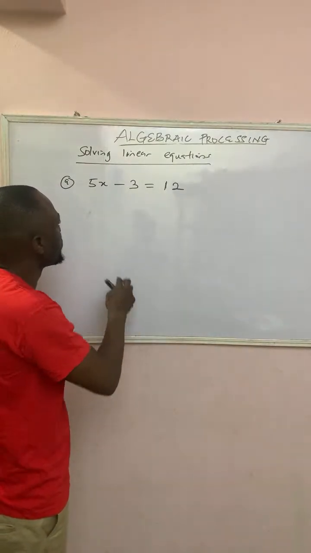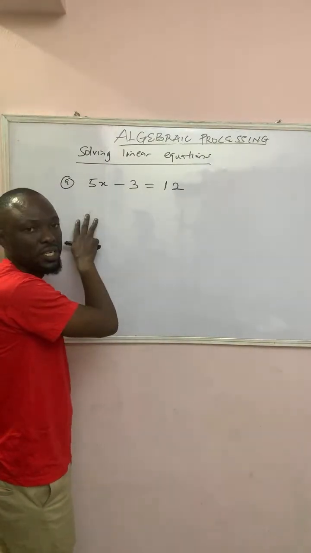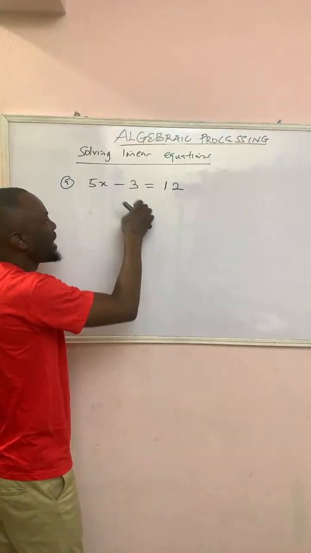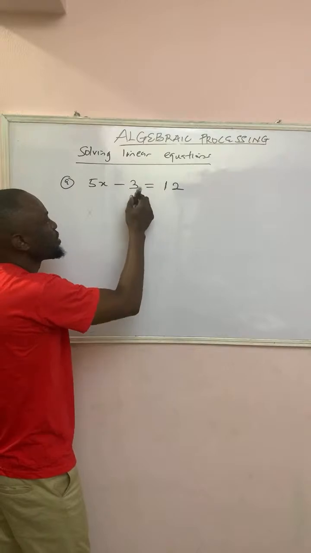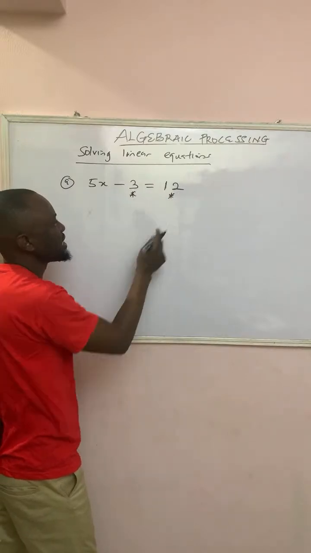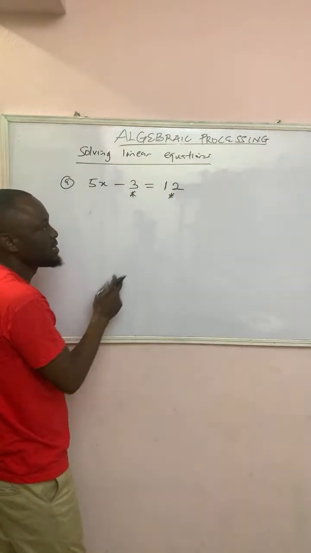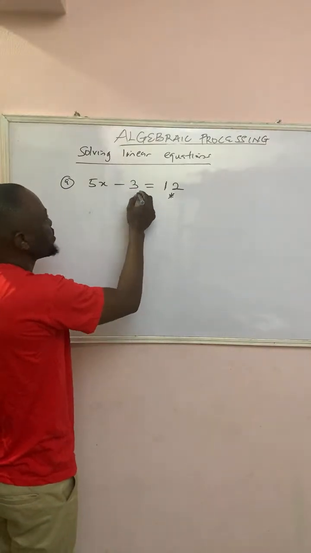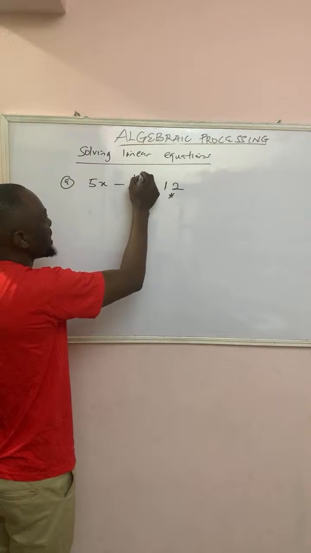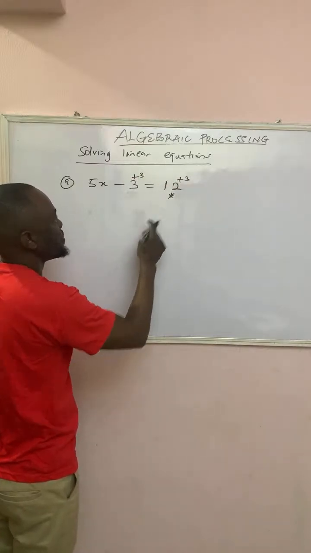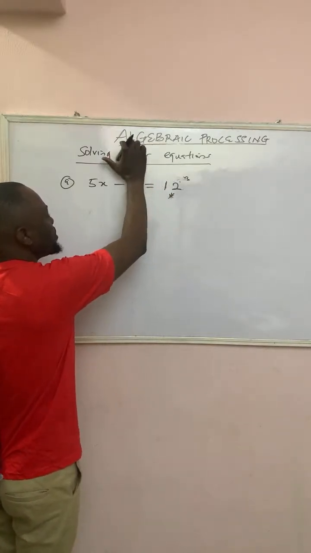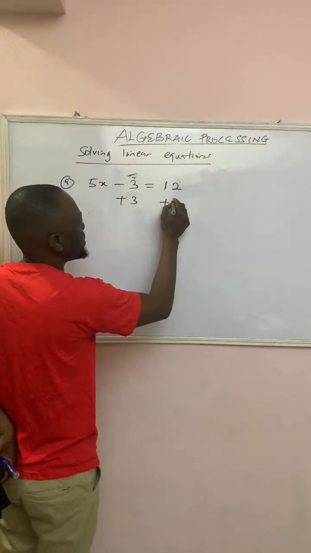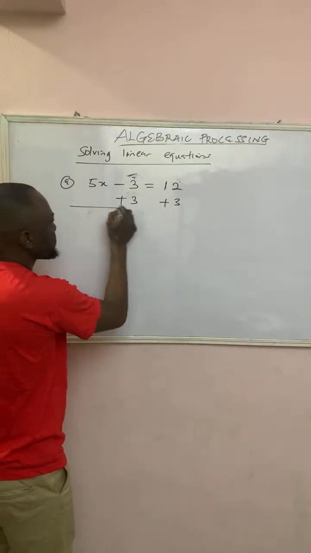So here, we want the variable to be on this side and the numbers on the other side. Now, I don't want this to be here because these and these are like terms, so I want this to go to the other side. So how do I do that? In order to get rid of this, I need to add 3 to both sides. You just add 3 to both sides of the equation.